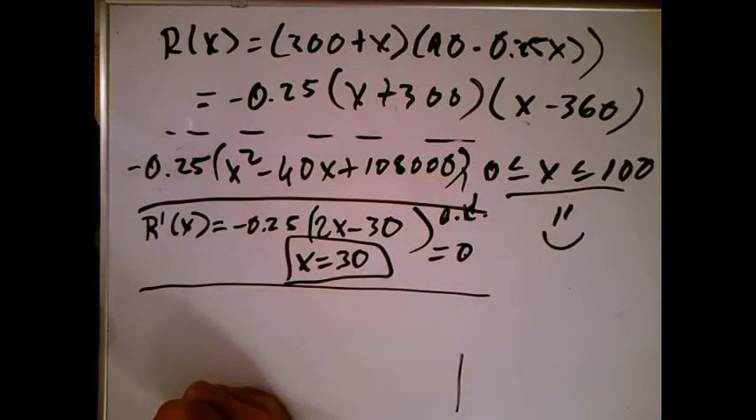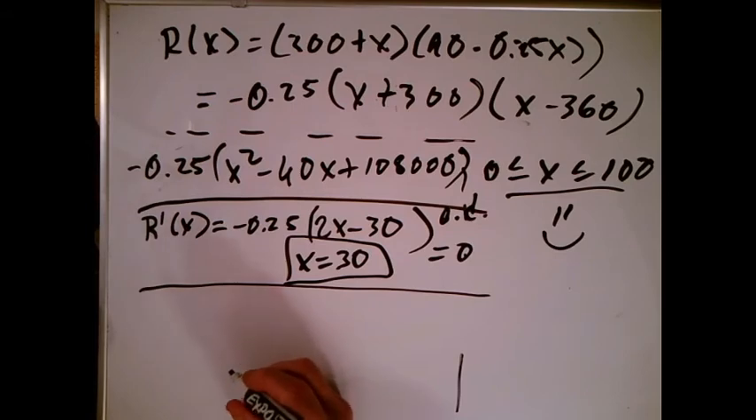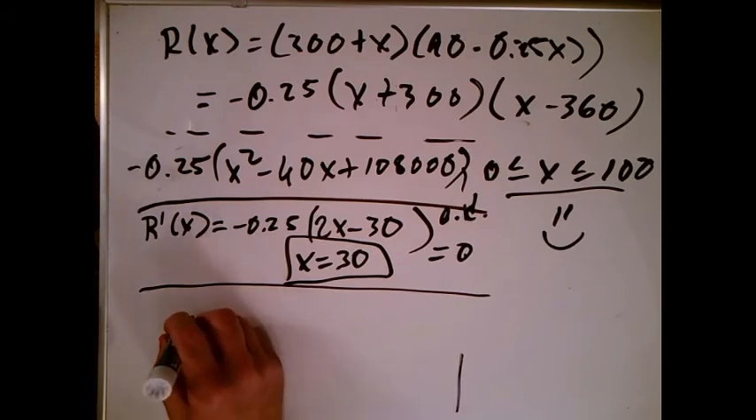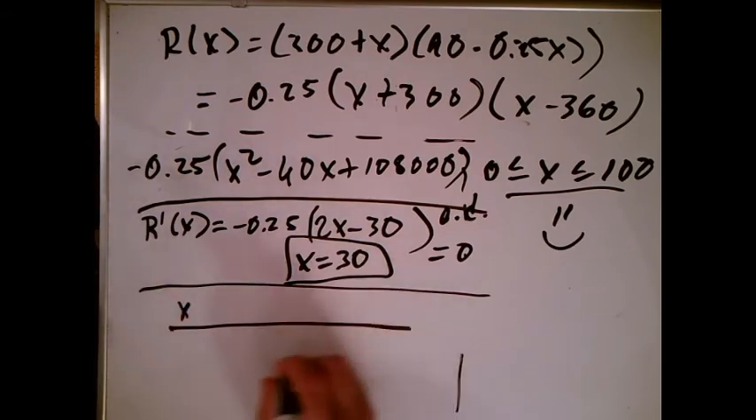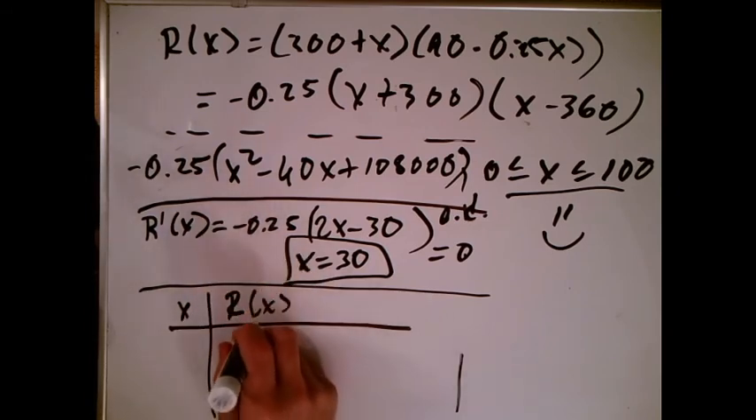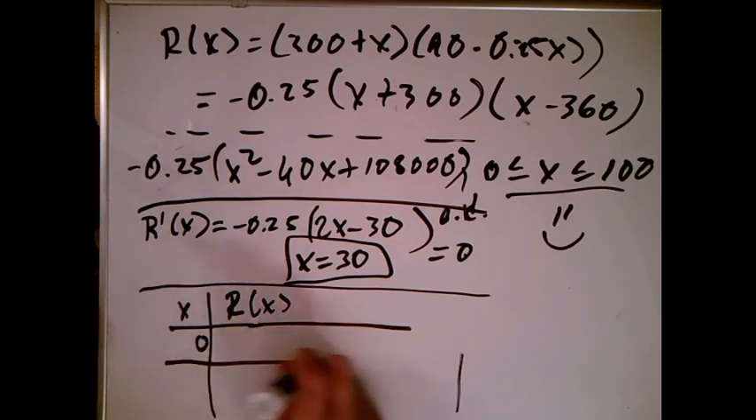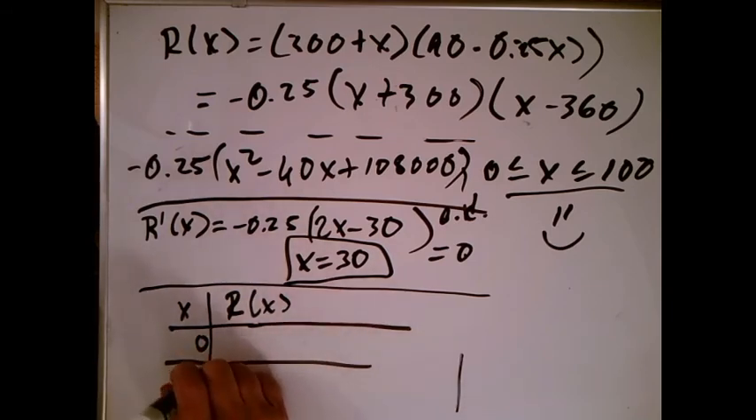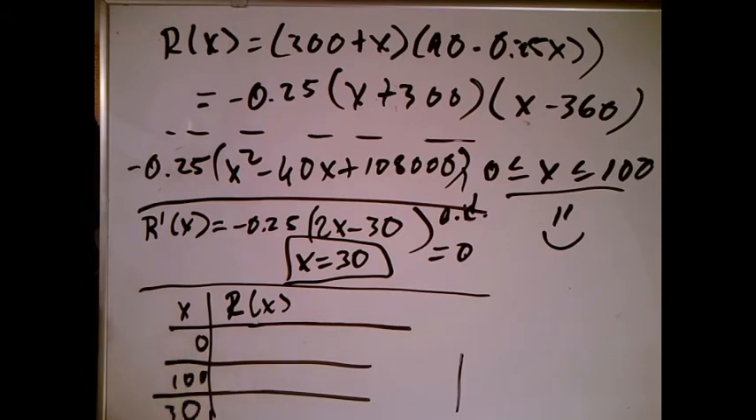Now, once I have x equals 30 and a closed interval, we know that the maximum value has to occur at one of these 3 places, and the minimum value has to occur at one of those 3 places. So it's the only places we actually put in the table. So I'm going to put x right here. And remember, this is back to r of x. And what I put is 0 like this, and 100 like this, and 30 like this. And I am going to let my calculator do this. It's fun to do it by hand, but it takes a little time and some explaining.